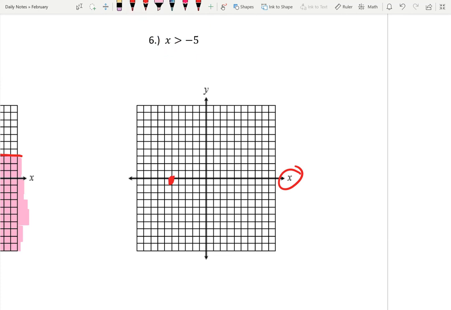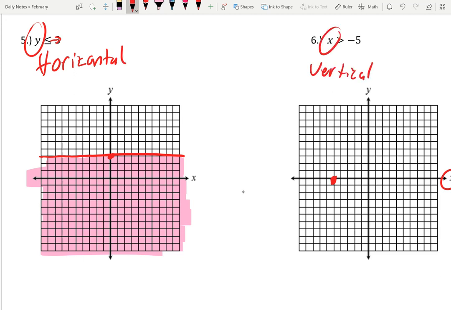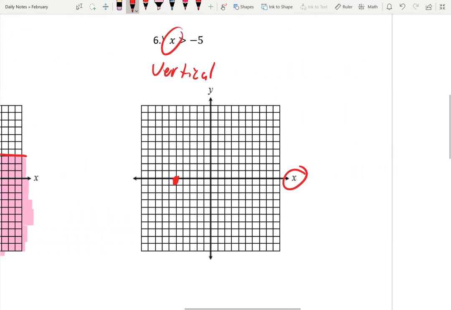Now it's very similar, though. This line doesn't have a slope, but because it's going through the x-axis, this line is a vertical line, one that goes straight up and down. So remember, y is horizontal, okay? Horizontal or flat, right? X is vertical, okay? Like a cliff side, all right?